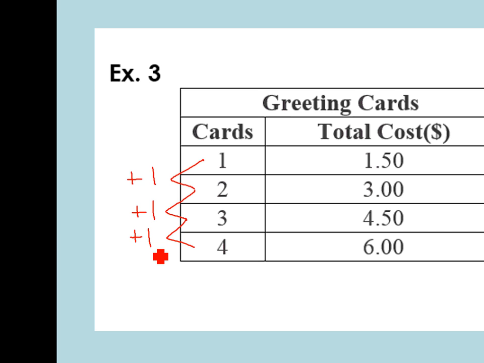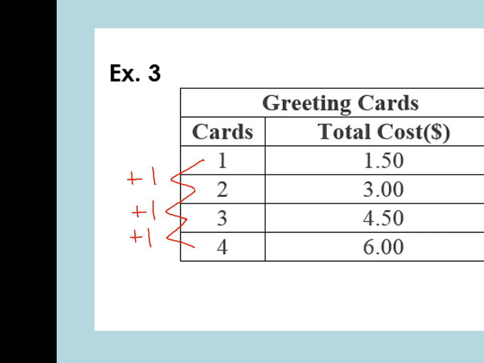Go over to the other side. To get from $1.50 to $3, we would add $1.50. To get from $3 to $4.50, we would add $1.50. And from $4.50 to $6, we would add again $1.50.